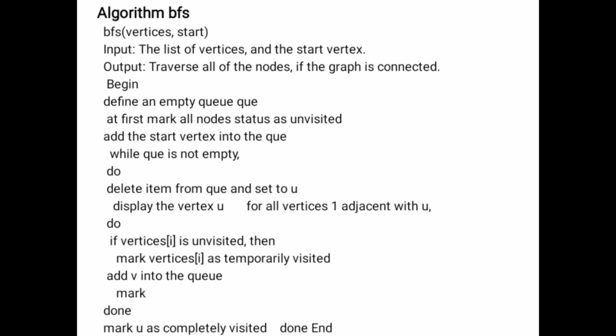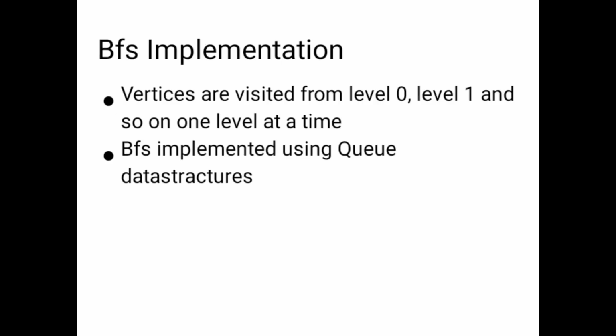Display the vertex U, and for all the vertices adjacent to U, for each vertex I, if it is unvisited, then mark vertex I as temporarily visited, add it into the queue, then mark U as completely visited. This is the algorithm of BFS, and we will see how this is done.